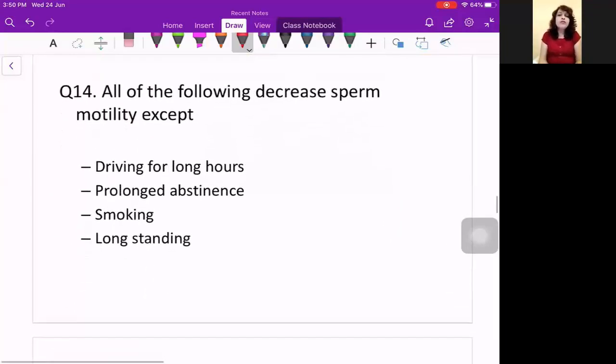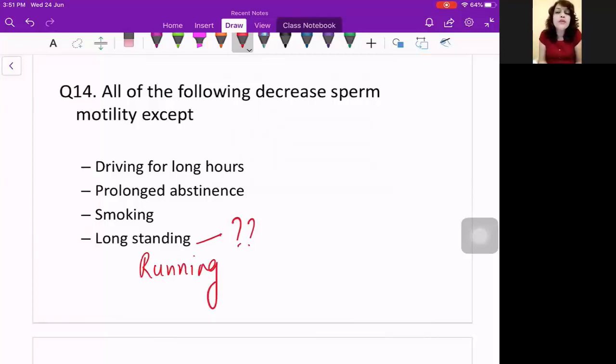Next, all of the following decrease sperm motility except: driving for long hours, prolonged abstinence, smoking, long standing. Some people are saying long standing was given in the option, some are saying running was given, whatever it may be. We know from the textbook of Shaw's and others that when we deal with male infertility, we take the history, do the examination, and then send for investigation. Similarly in the female. So we always take the history of the occupation.